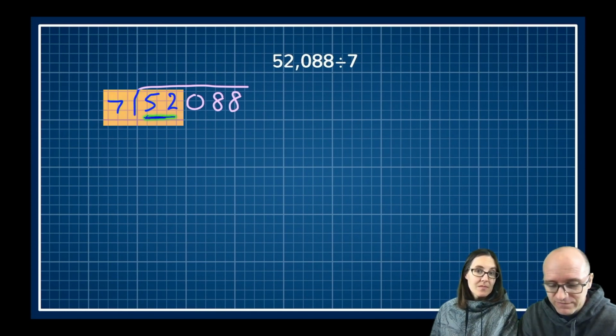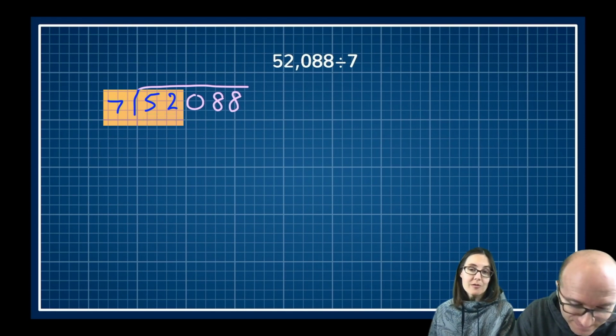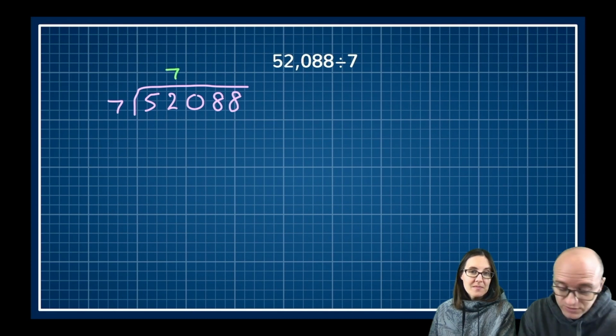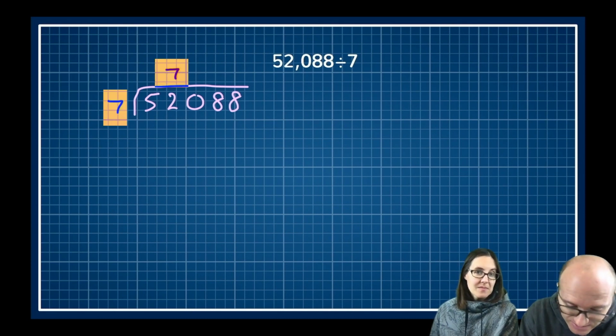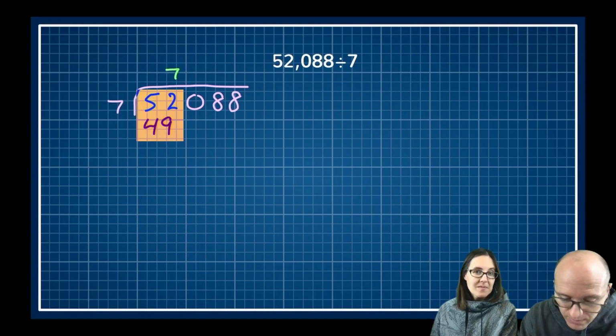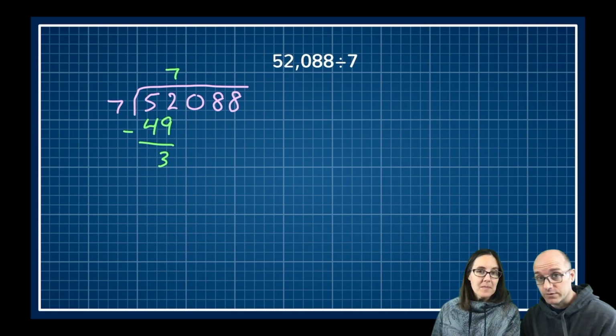Does 7 go into 52? Yes, because 7 times 7 is 49. That's pretty close to 52. I like it. So we put the 7 above the 2 in that case. 7 times 7 is 49. Okay, so 52 minus 49, we get 3 left over.